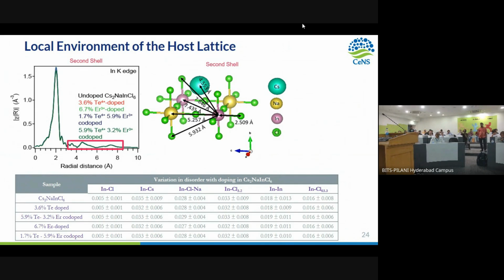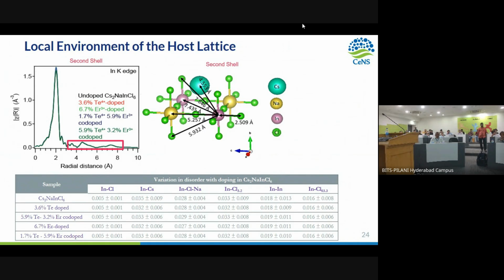Exactly. Correct. So this is the R space data, and we are doing a Fourier transform, so one has to be very careful whether we are simulating noise or it's real data. Here you see that up to 10 angstrom, that's why you plot the data up to 10 angstrom, there is no noise. So whatever this data represents, these are not noise. That's how we are confident that what we are seeing here is the actual data.